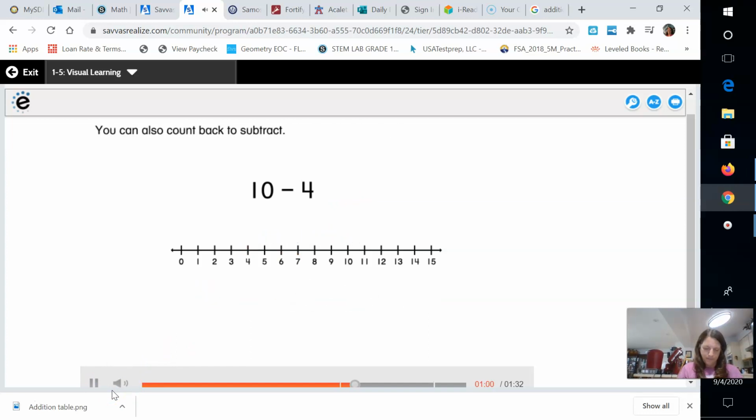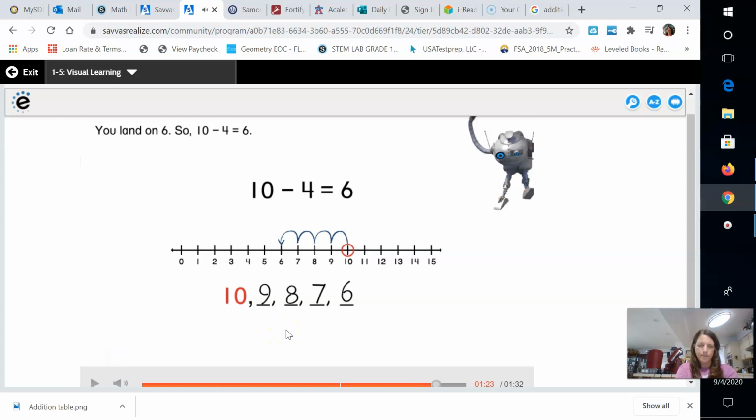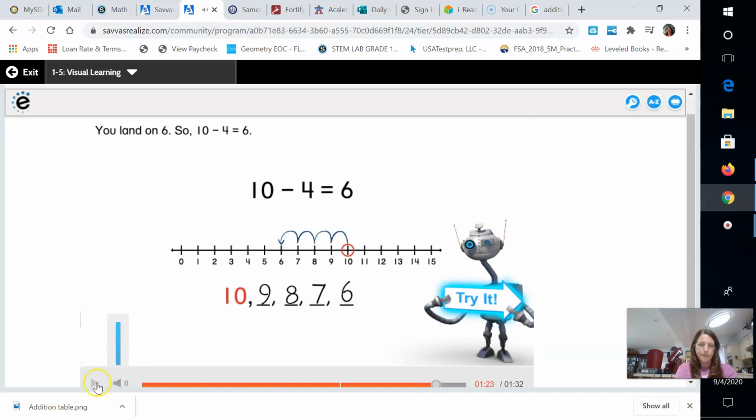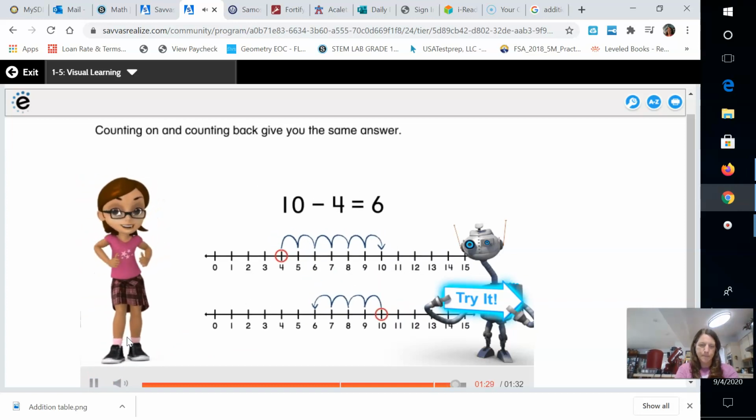You can also count back to subtract. Start with the greater number. Count back 4 spaces. 9, 8, 7, 6. You land on 6, so 10 minus 4 equals 6. Counting on and counting back give you the same answer.